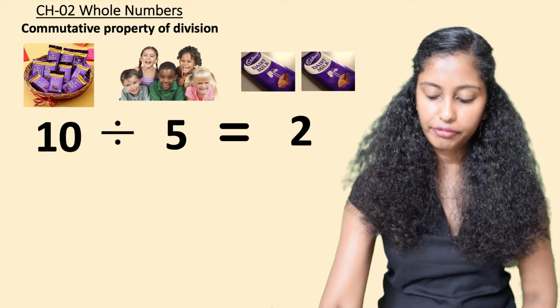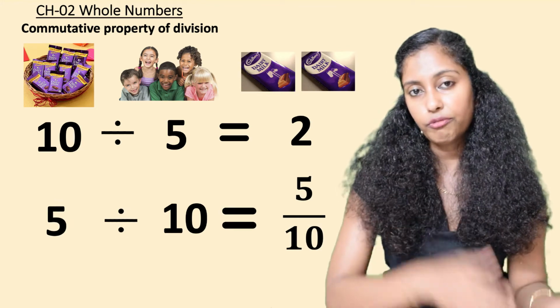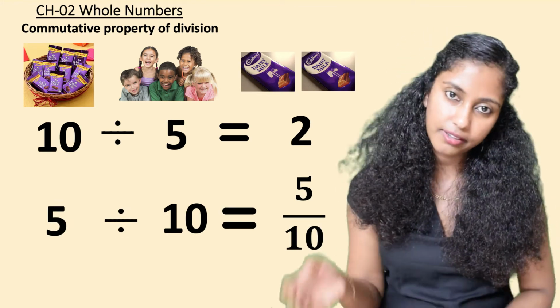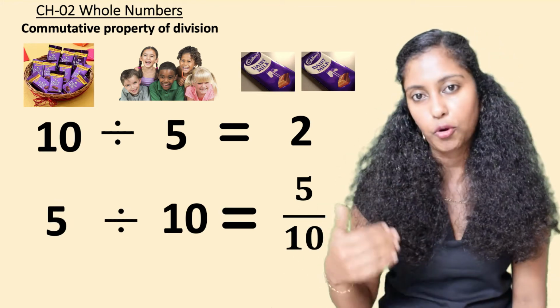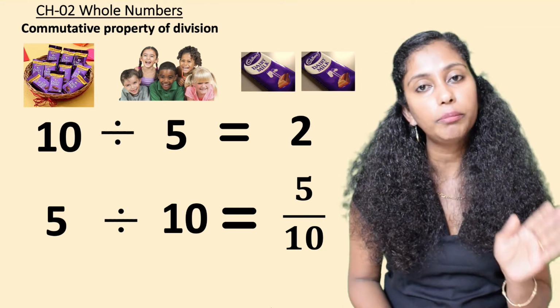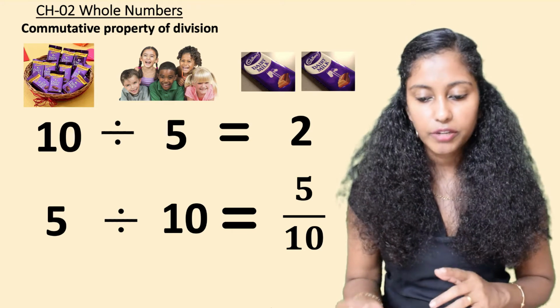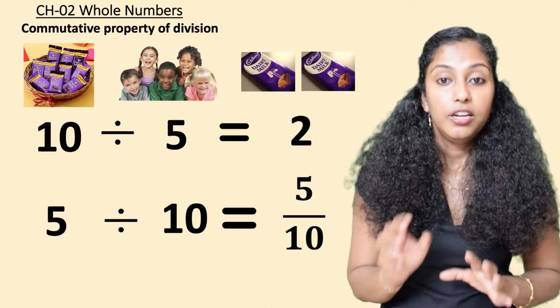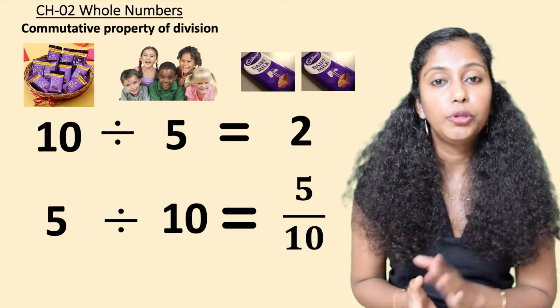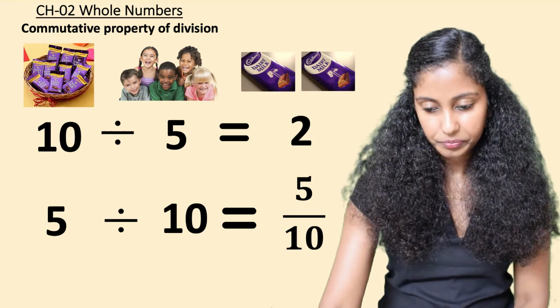But let us see if we do the vice versa, 5 divided by 10. When I do 5 divided by 10, we get the answer as 5 by 10, or 5 upon 10. So here we see that the numbers cannot be divided in any order. So division is not commutative for whole numbers.